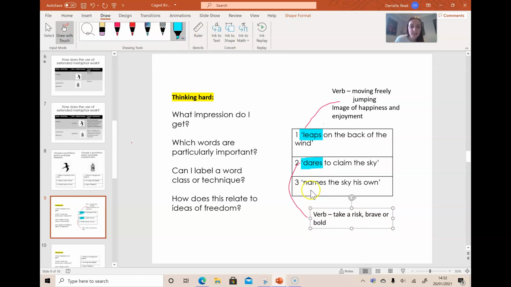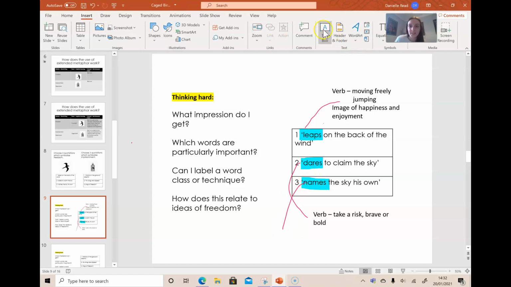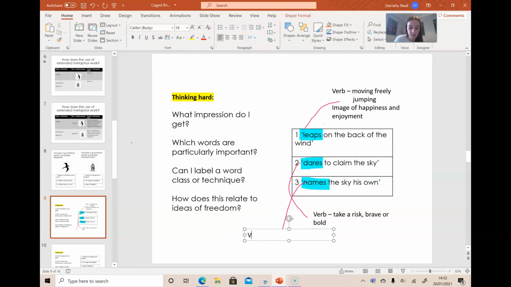Names the sky his own. Oh, okay. Well, another image here of confidence. If I am naming the sky, put a little box here. So another verb that conjures up to me impressions of confidence, of somebody who is able to name the sky his own, to take control or ownership and possession.